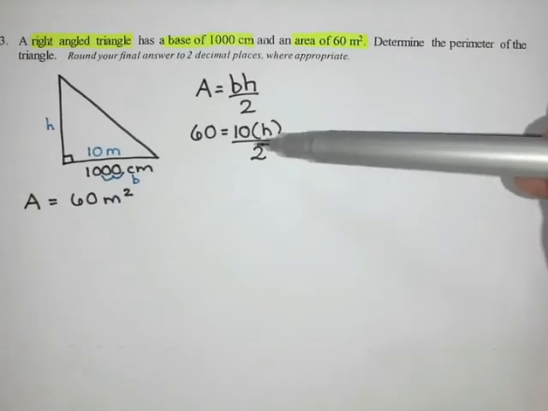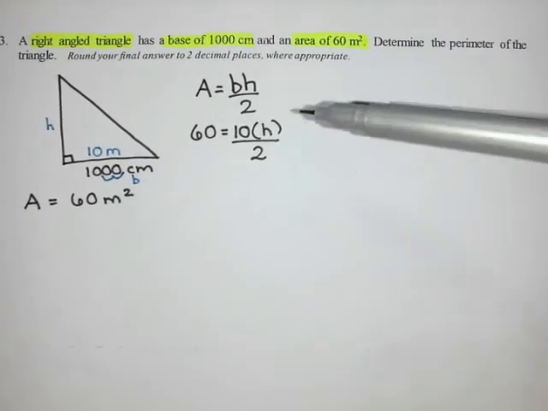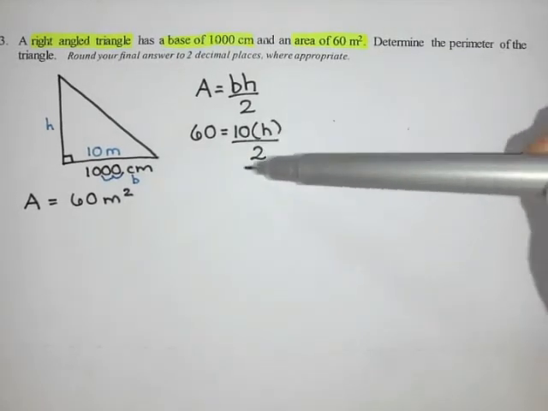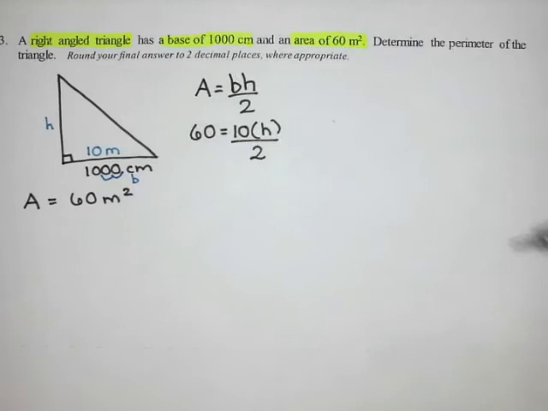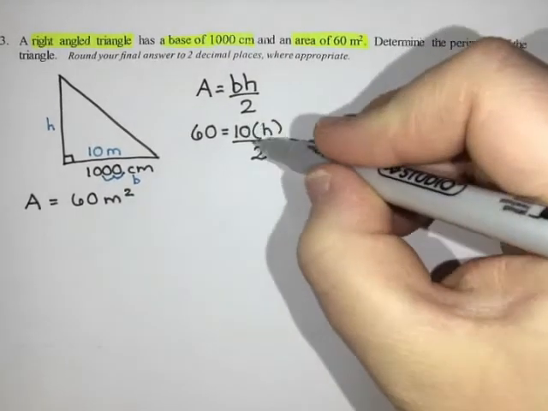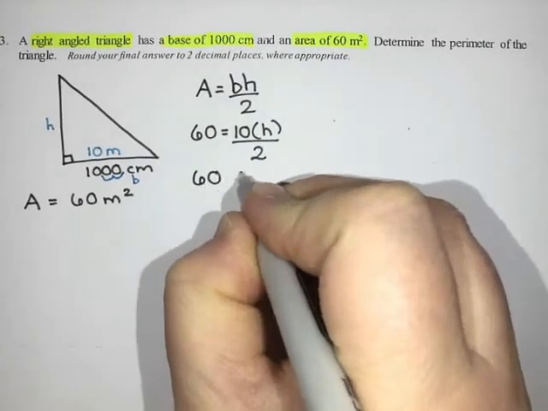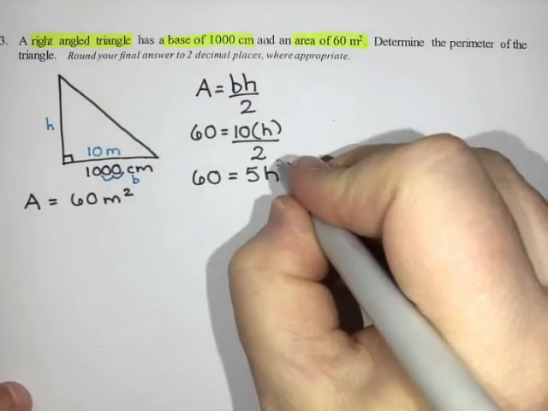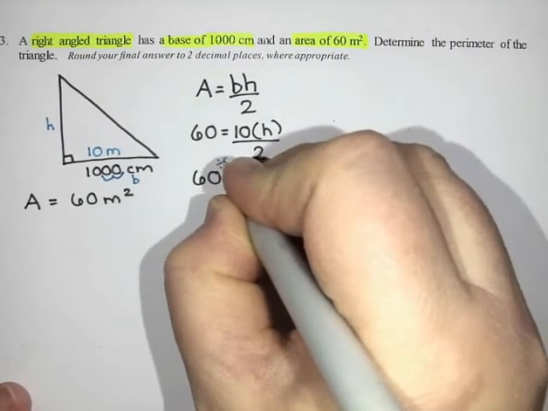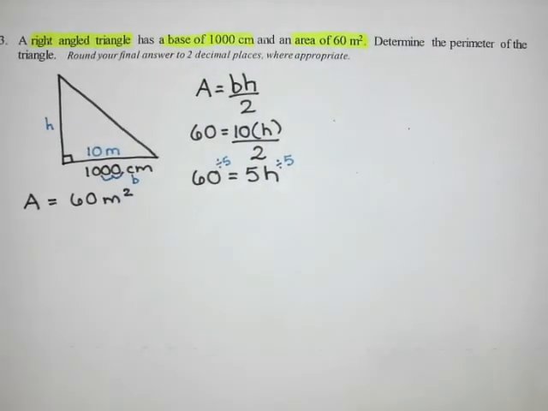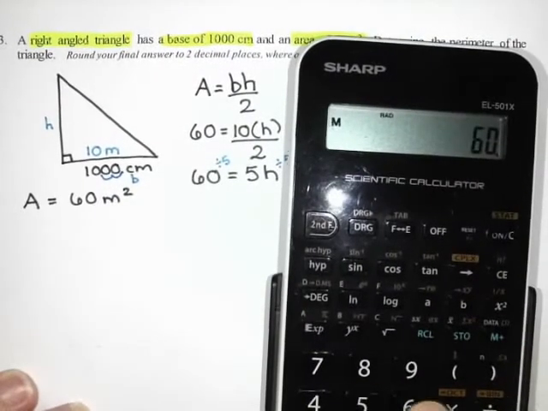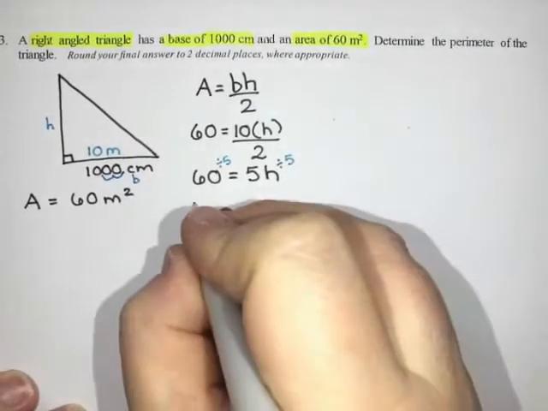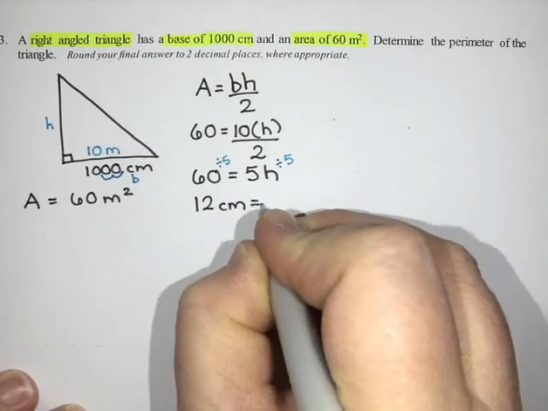Option 1, I could divide 10 by 2 to get 5. So 60 equals 5h. Or I could get rid of a divide by 2 by multiplying by 2 and then deal with that 10. So it really is just preference, whatever you are most interested in. It's up to you, whatever makes more sense to you. So I think I might divide 10 by 2 to get 5h, and then divide both sides by 5 in order to solve for h. 60 divided by 5, I'm pretty sure is 12. Yes, it is. So 12 centimeters is my height.